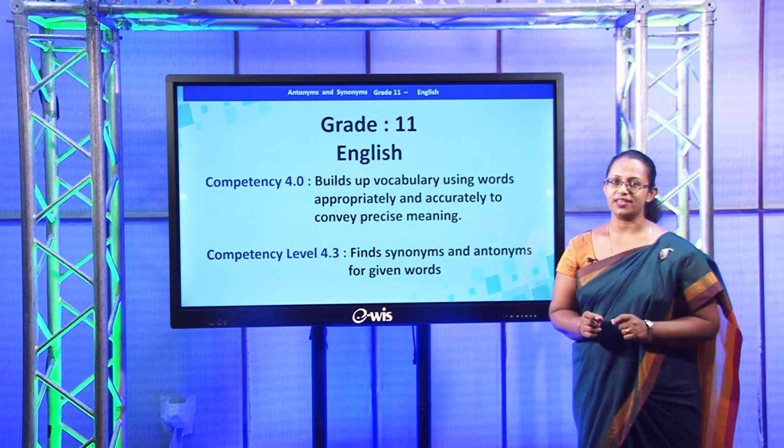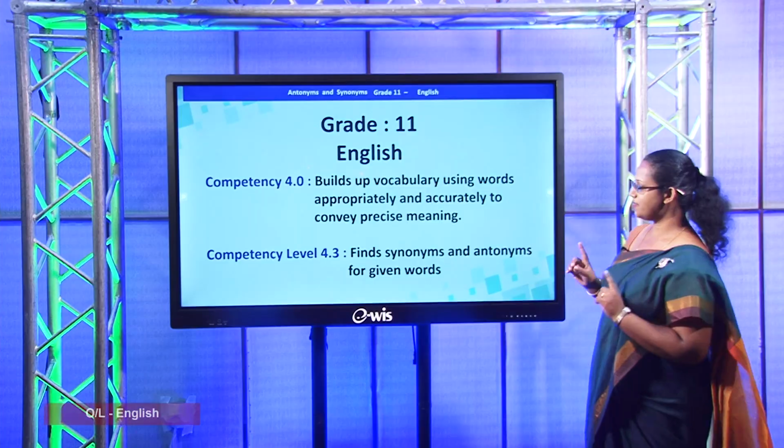Today we are going to learn antonyms and synonyms. First, let's focus on antonyms. Do you know what antonyms are? Let's look at the screen.